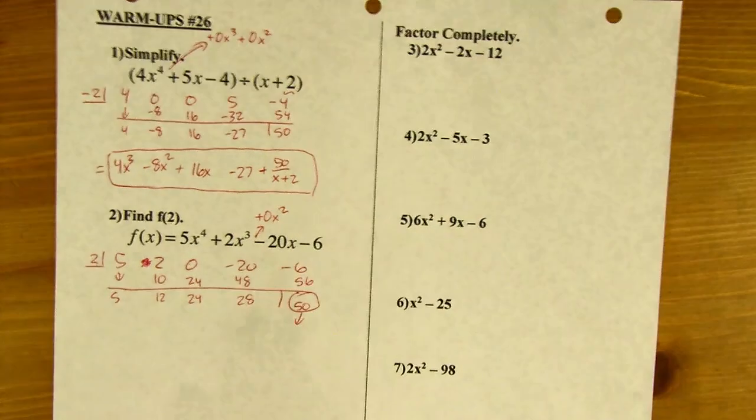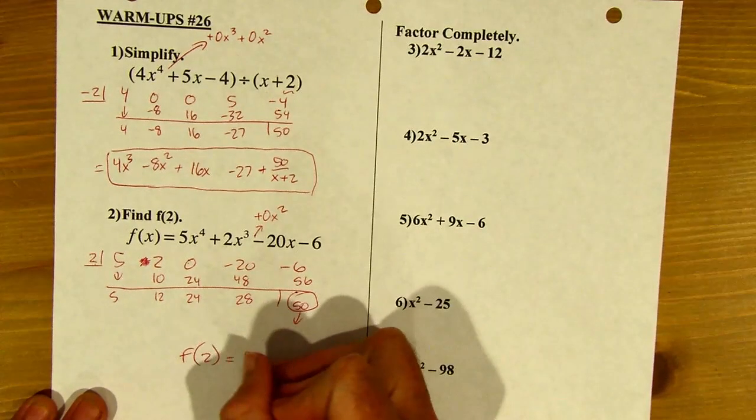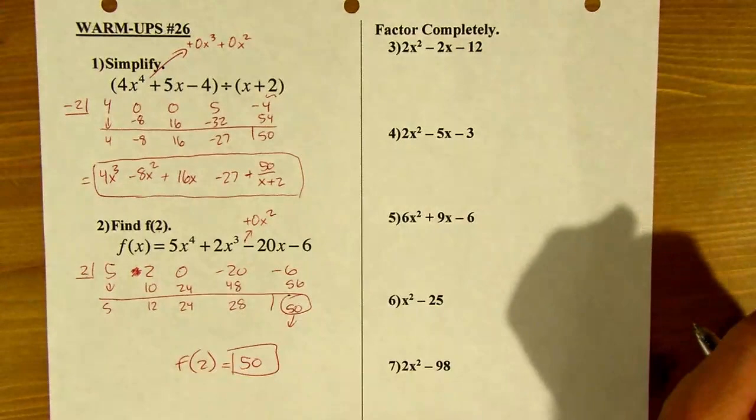So this number is what f of 2 is. That's what you should get if you plug in 2 for x into that equation and do it the old-fashioned way, which is fine too.